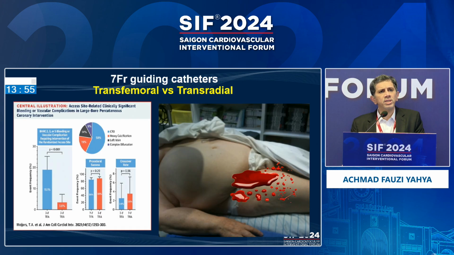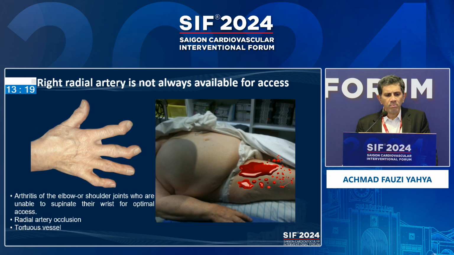The problem with using a large bore is that we are tempted to switch the access to femoral, but femoral carries a high bleeding risk. The study in JACC Cardiovascular Interventions demonstrated that the proximal radial approach has less bleeding compared with the transfemoral approach. Even the mortality is lower with the radial approach compared to the femoral approach. But the right radial artery is not always available for access.